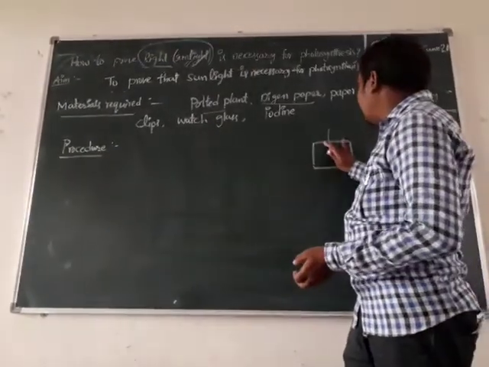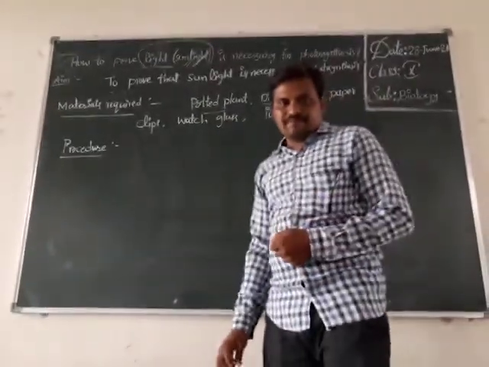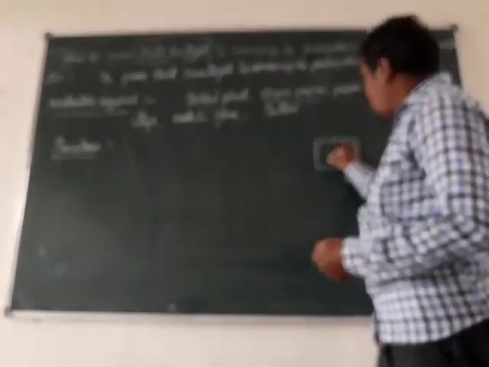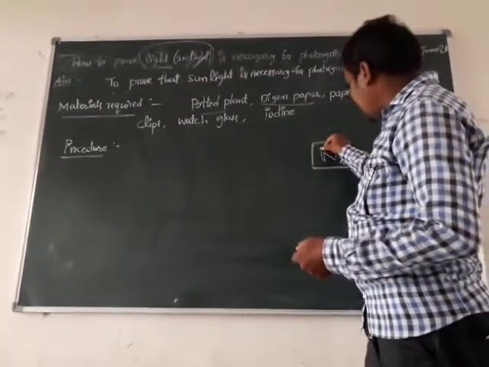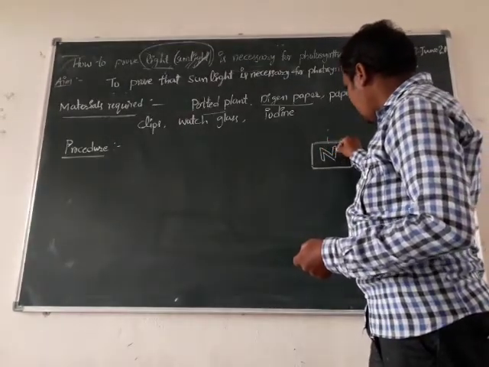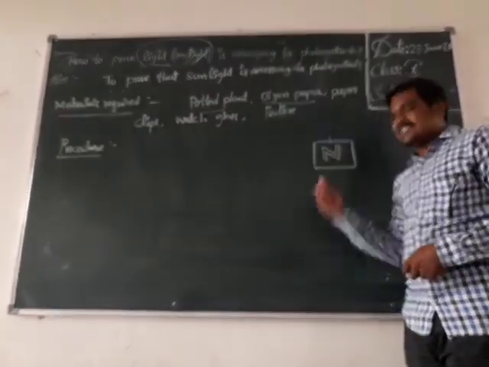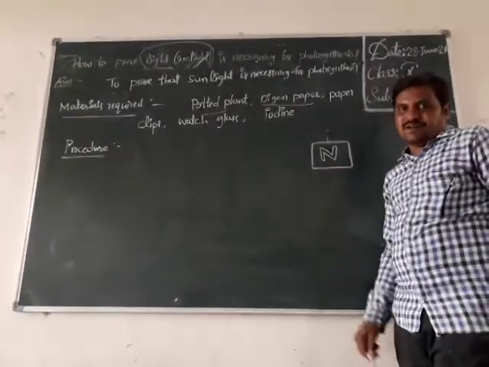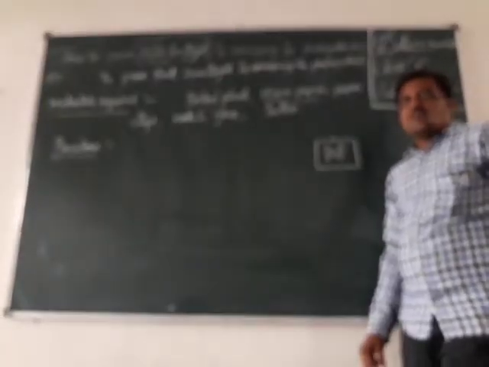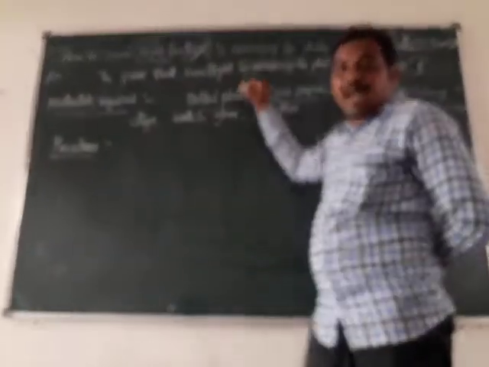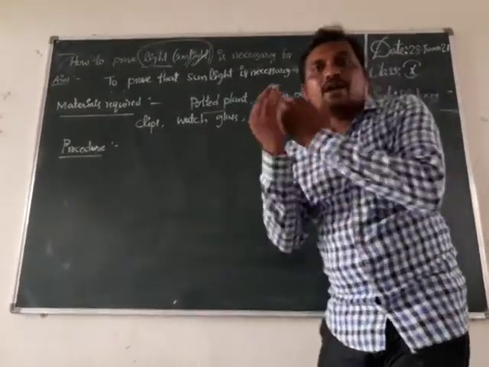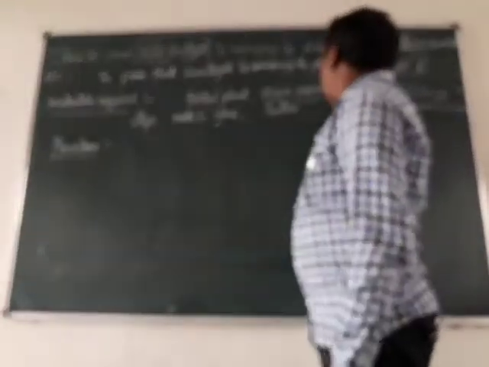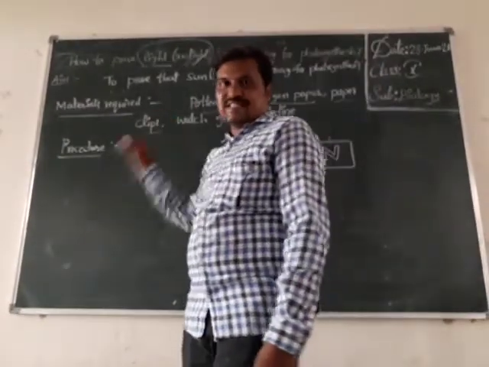Let's take the black design paper and cut it with your own design or symbol, like this letter. Yes, we cut with the N symbol. We remove the paper in the N symbol. Then arrange this black design paper on one leaf of the potted plant, on both sides, with the help of paper clips.